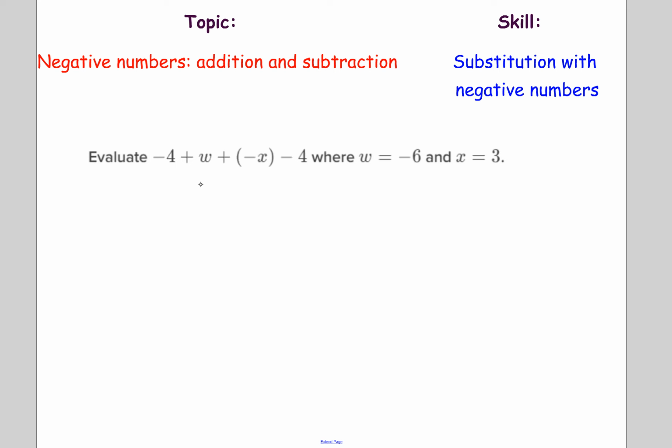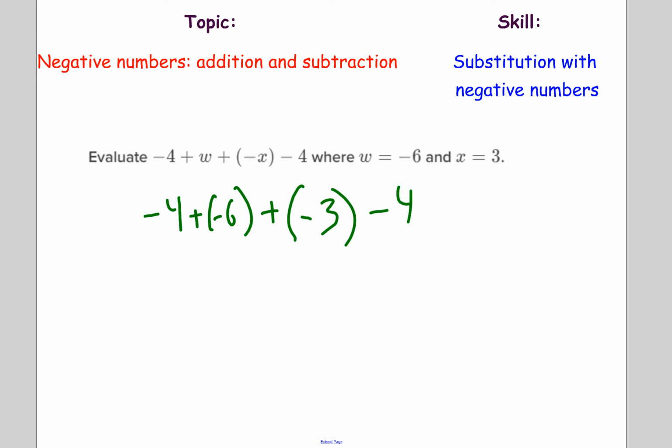Evaluate negative 4 plus W plus negative X minus 4, where W equals negative 6 and X equals 3. So I always like to write directly underneath the problem. So do I have any double negatives here? No, so I don't have to rewrite anything. So let's see what we get. Negative 4 plus W gets replaced with negative 6. I'm going to put that in parentheses because I don't like to have two signs next to each other. Plus, open parentheses, negative, what does X get replaced with? X gets replaced with 3, close parentheses, minus 4.